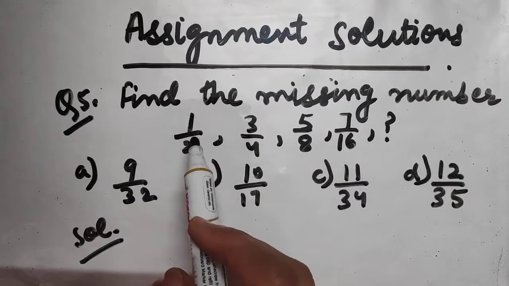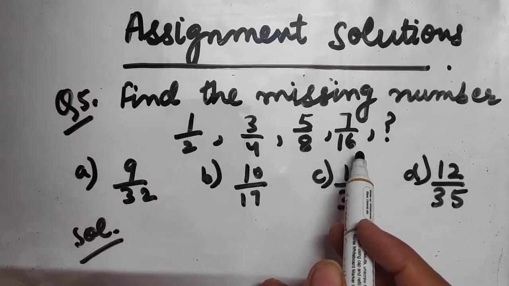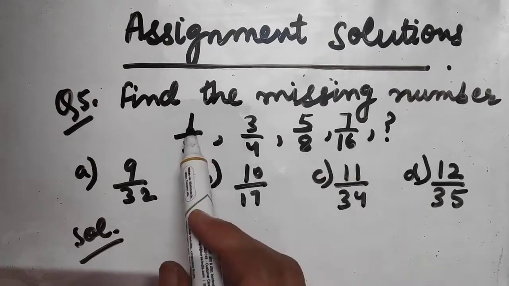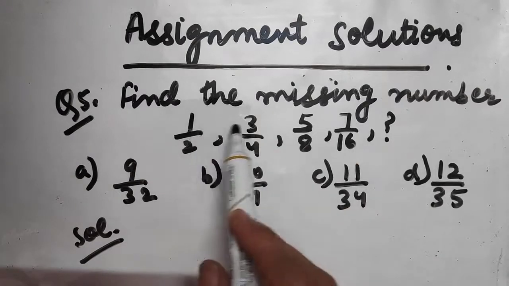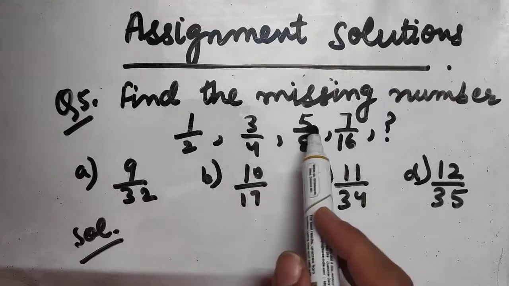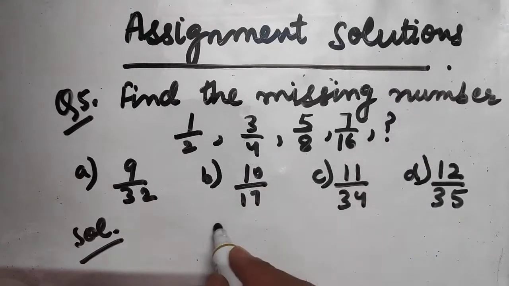Now, dear children, if I have a close look at the numerators and denominators separately, I have observed that in the numerators, 2 is being added every time. So 1 plus 2 is 3, 3 plus 2 is 5, 5 plus 2 is 7. So ideally, if I add 2 to 7, the numerator should be 9.